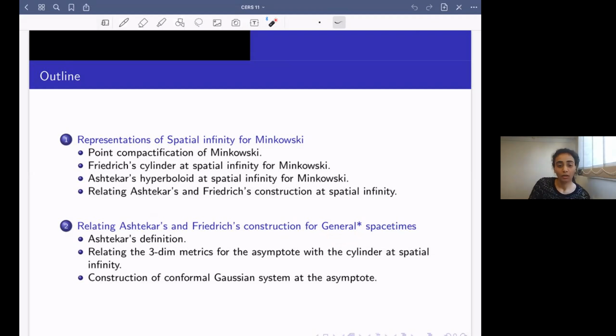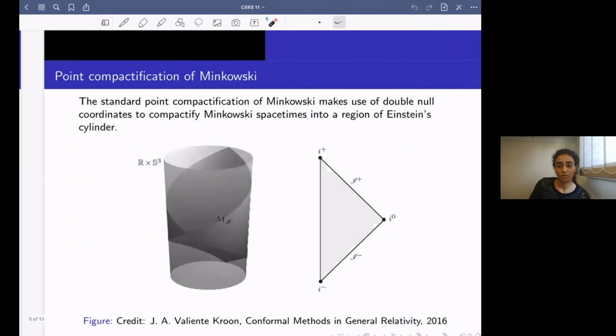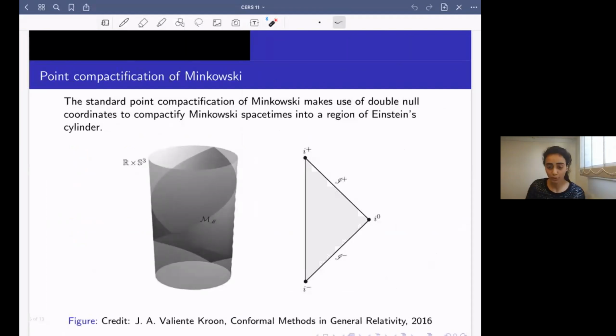What I mean by general spacetime is spacetime that satisfies Ashtekar's definition, which will be given later in this talk. First, we have the well-known point compactification of Minkowski, which follows by making use of double null coordinates to compactify spacetime into a region of the Einstein cylinder. In this case, we have the usual different subsets of the conformal boundary. We have future and past null infinity, the future and past time-like infinity points, and finally the spatial infinity point.